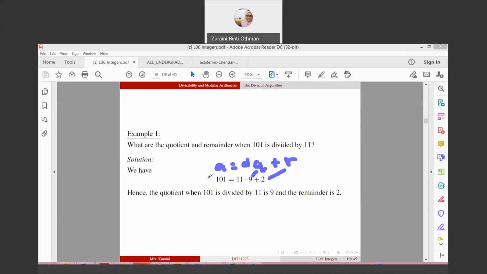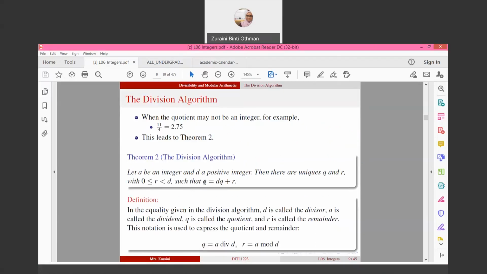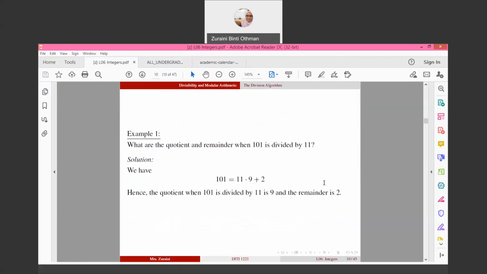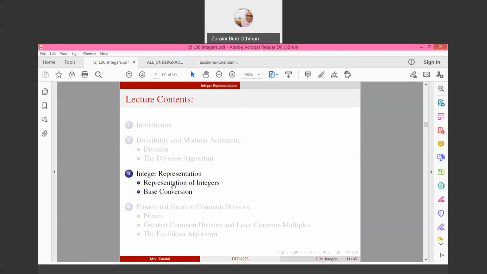And 11 is the divisor just now. And what is A here? A is the dividend, Q is the quotient, R is the remainder. Okay. So here, integer representation of integer.